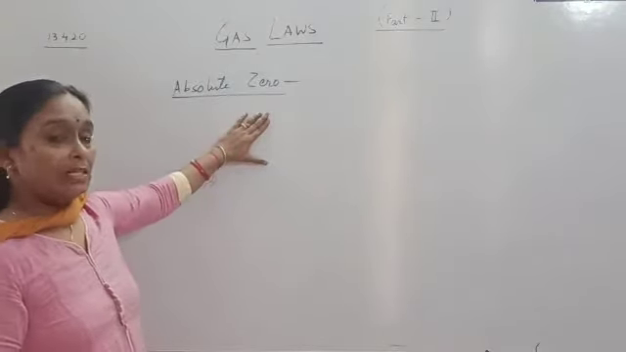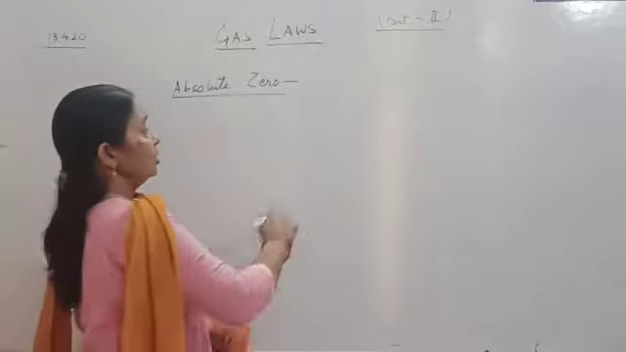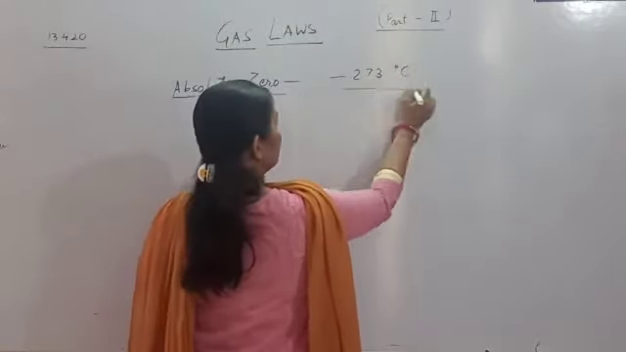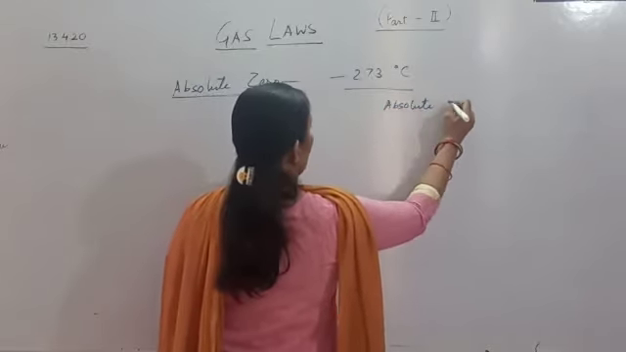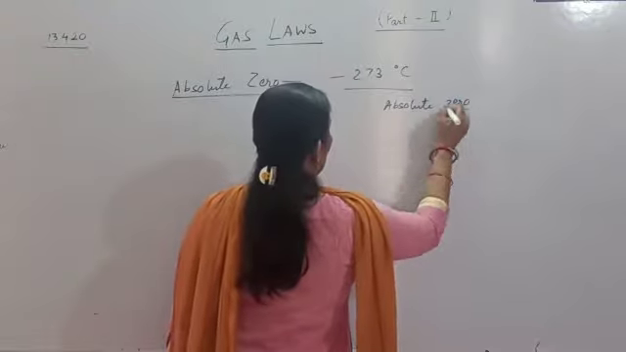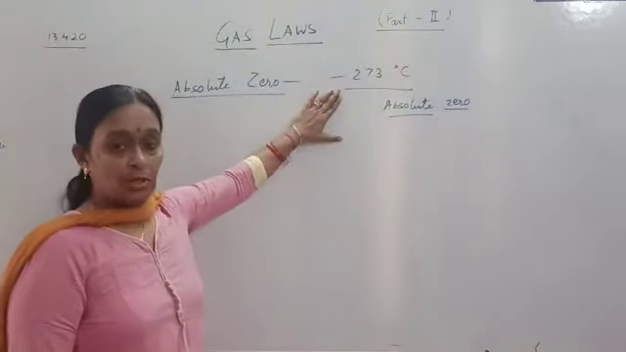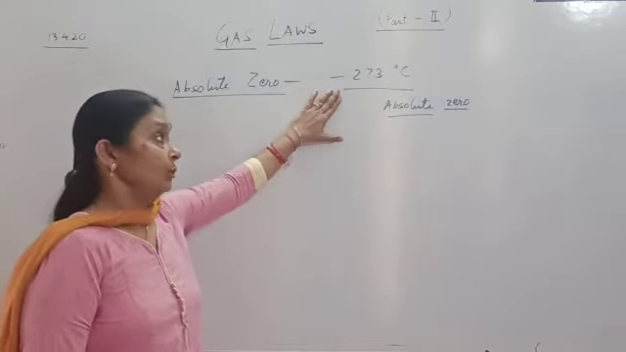So, children, let's see once again what is actually absolute zero. The temperature minus 273 degrees centigrade is known as absolute zero. In the last video, I had explained to you that this is the temperature at which the volume is considered to become zero according to Charles law.